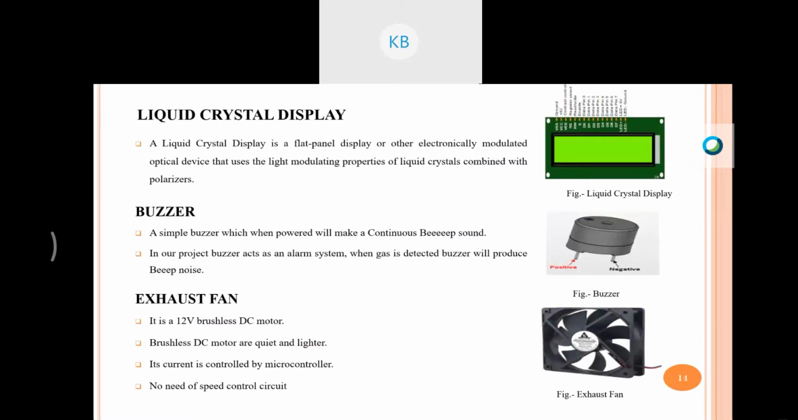It is a brushless DC motor, brushless because the DC motors are quiet and lighter, and the current is controlled by the microcontroller. No speed control circuit is required.